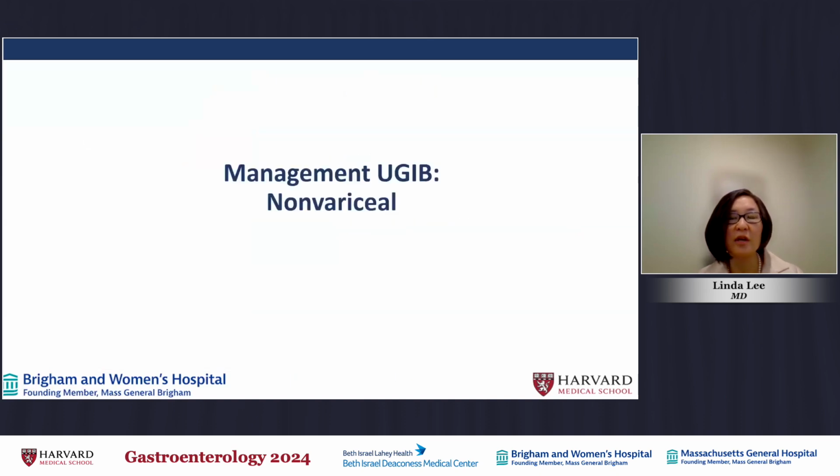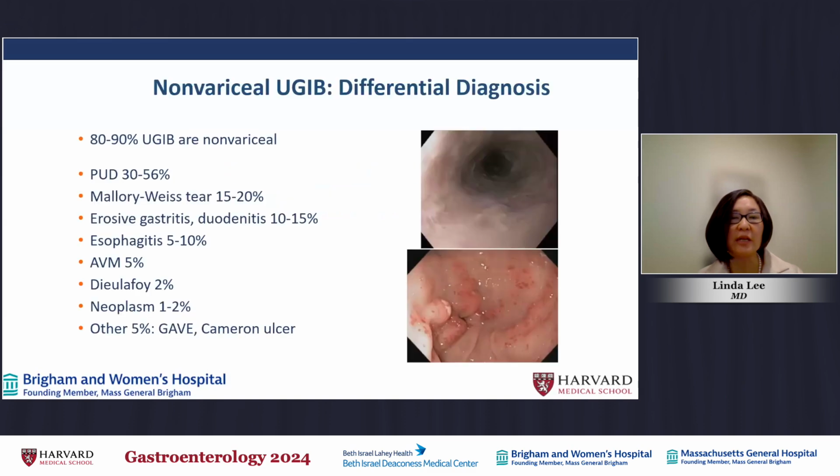So let's focus on non-variceal upper GI bleed. An overwhelming 80 to 90% of upper GI bleeds are non-variceal. Still leading the pack in terms of etiology is peptic ulcer bleed. And you can see here on the right, evidence of esophagitis and what looks like mild GAVE below.